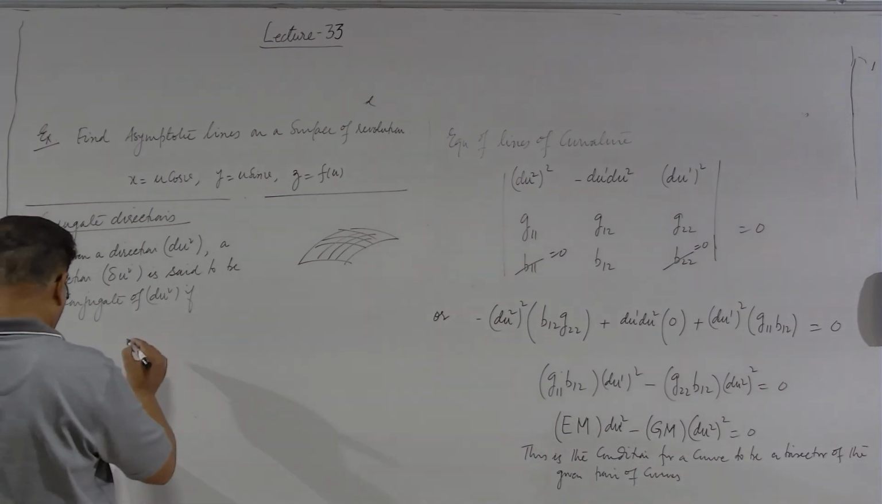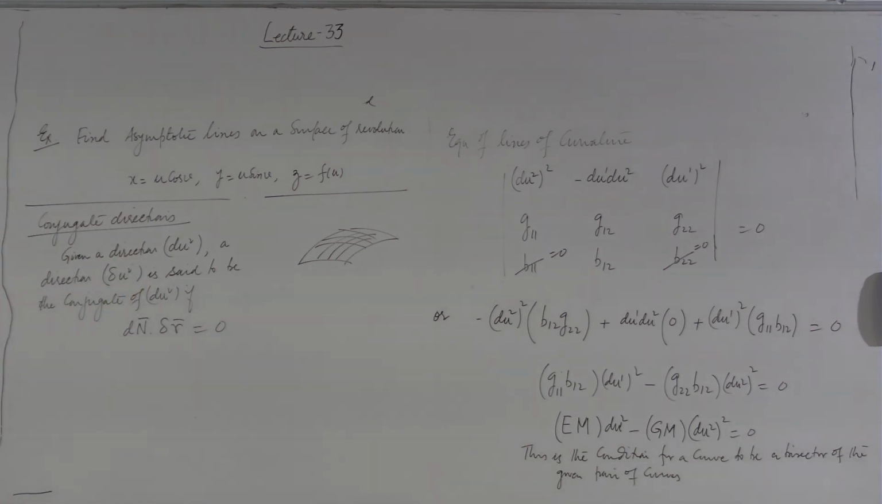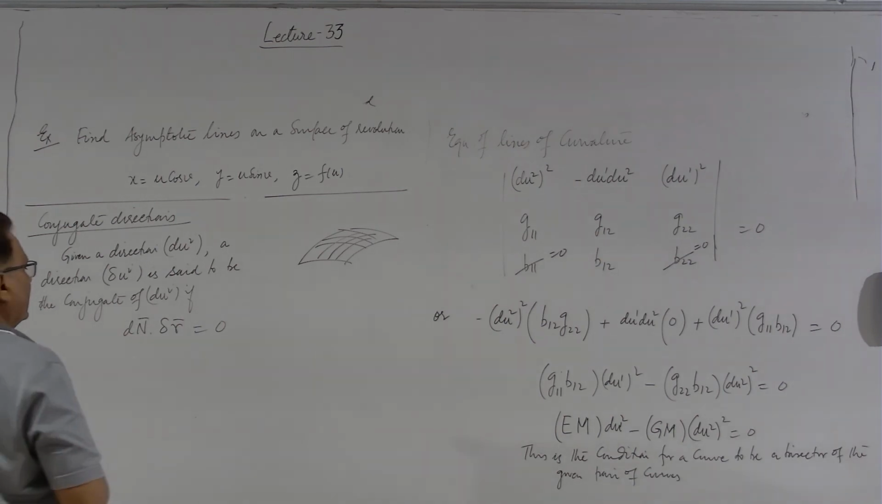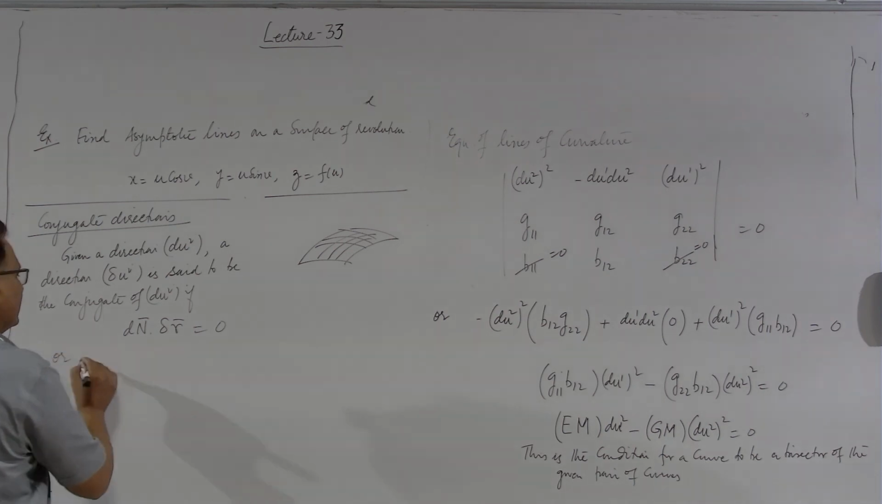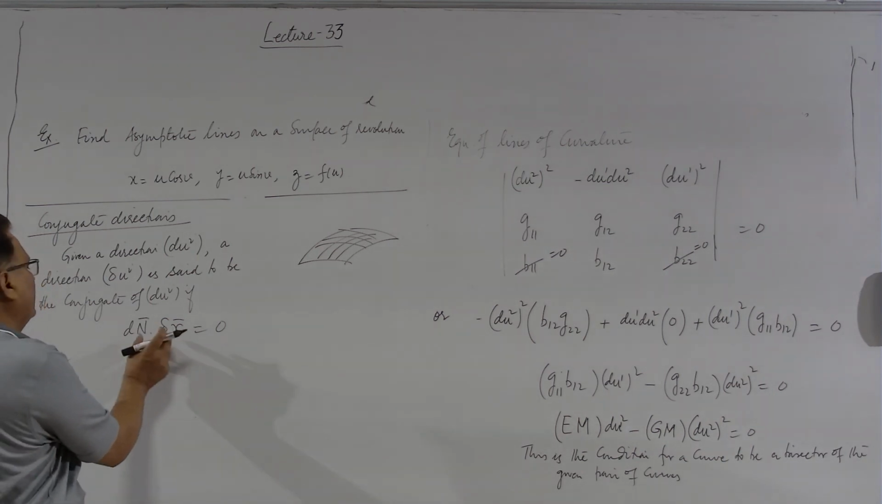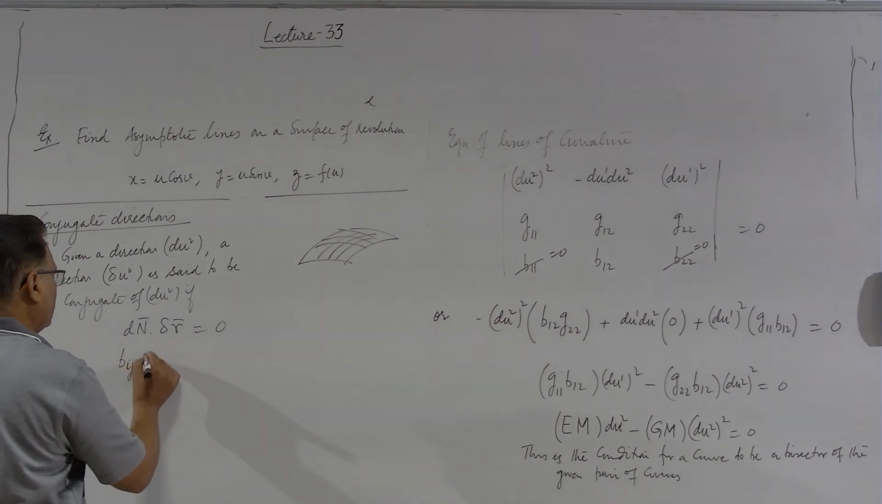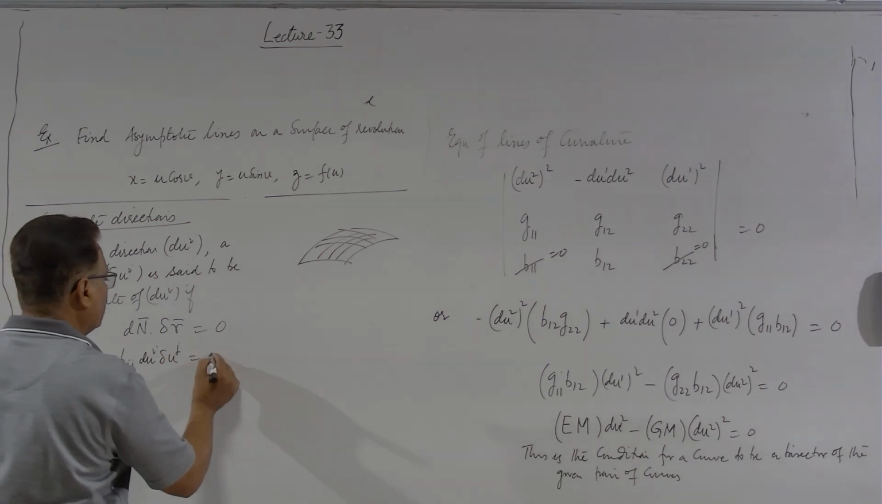The condition is dn dot delta r equal to 0. Okay. The given directions are differentials d, and the other direction, the conjugate one, is delta. So, d and delta both are differential operators. d is the differential operator along the first family of curves, and delta is the direction of the other family of curves. Okay. So, if you expand it, I can rewrite it as dn, this is n_i du^i, this is r_j delta u^j. When you take the dot product, it will become b_ij du^i delta u^j equal to 0.